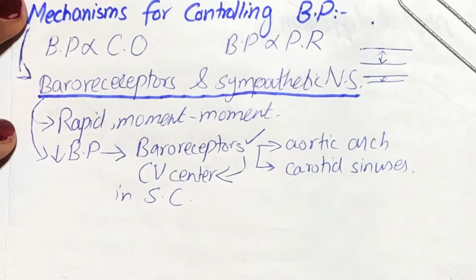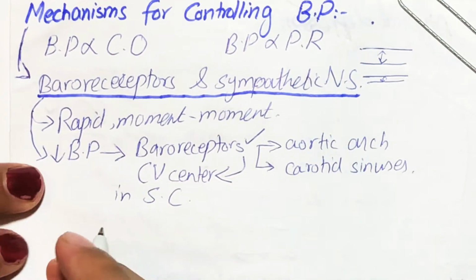And what happens in sympathetic responses? We have learned in junior classes that when there is activation of the sympathetic nervous system, there is a fight or flight response: there is an increase in blood pressure, an increase in cardiac output, an increase in peripheral resistance, dilation of pupils and all other effects which are included in sympathetic responses.